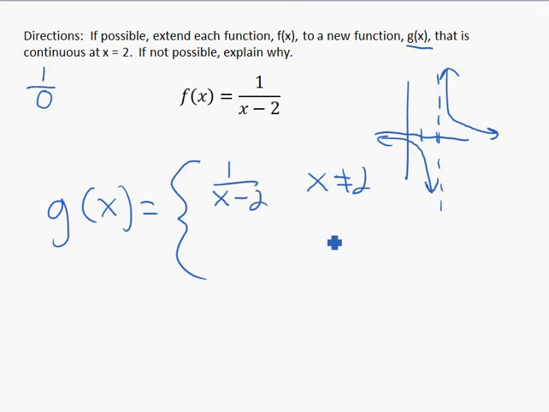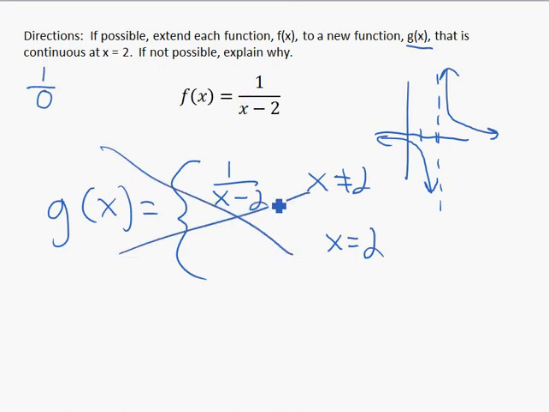But then we had to say, what is the limit? What's f of x approaching as x approaches 2? Well, it's not approaching anything. It's approaching infinity from the right and negative infinity from the left. So no matter what I do here, I cannot make the limit equal the function. So I can't make g continuous because the limit doesn't exist. So we cannot extend f of x to make it a continuous function. This is not going to work.